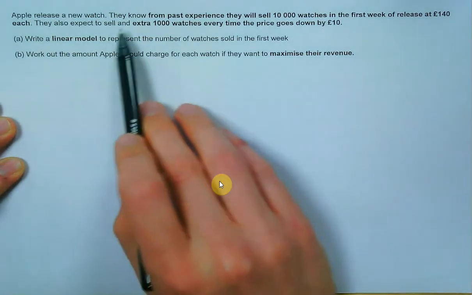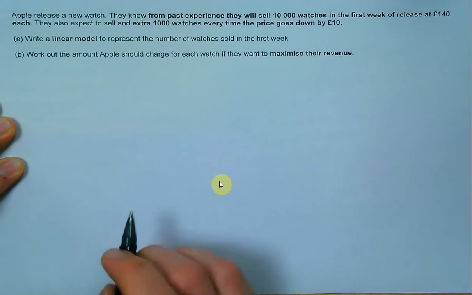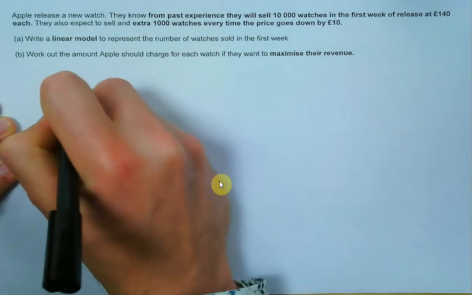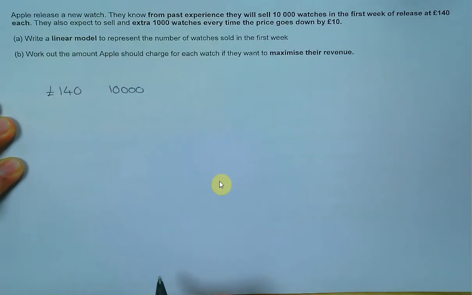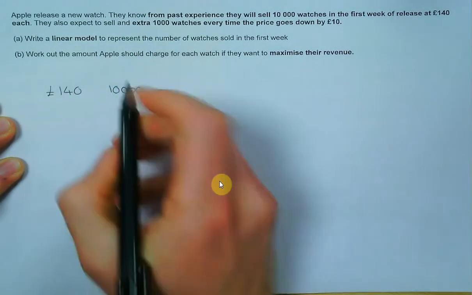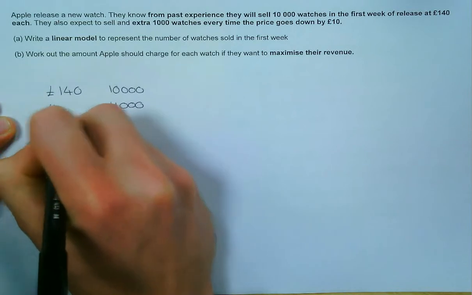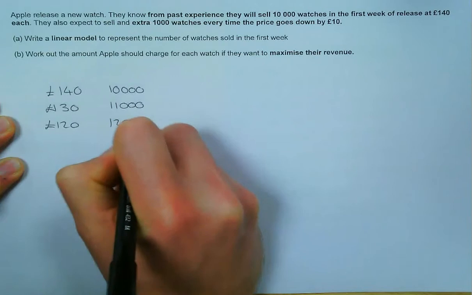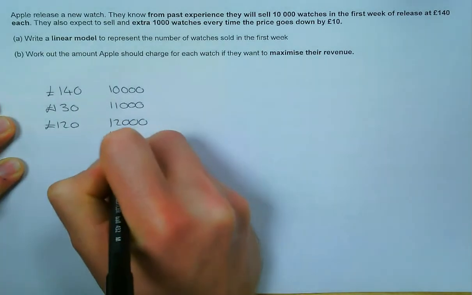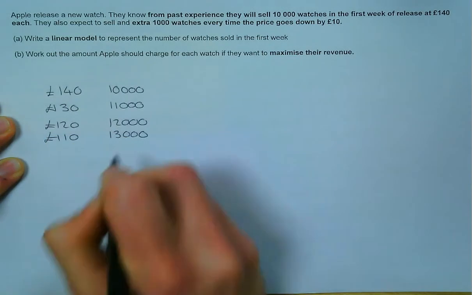So Apple released a new watch. They know from past experience they will sell 10,000 watches in the first week of release at £140. Okay, so £140, they will sell 10,000 watches. And they also expect to sell an extra 1,000, so that'd be 11,000 watches, every time the price goes down by £10. So that'd be £130. And we could keep this going, so that there'll be 12,000 watches, and they will sell 13,000 watches if it goes down to £110, etc., etc.